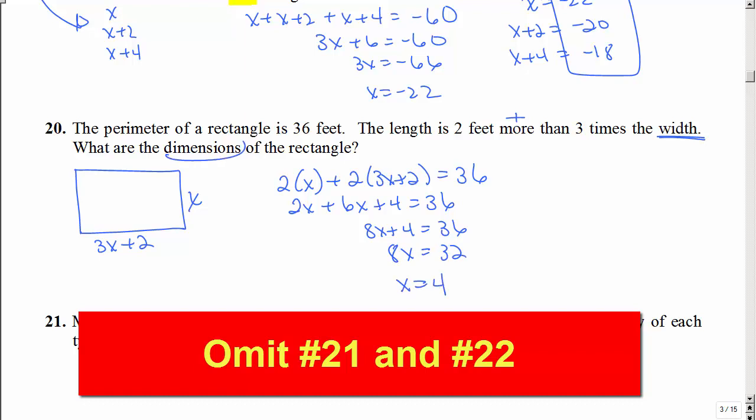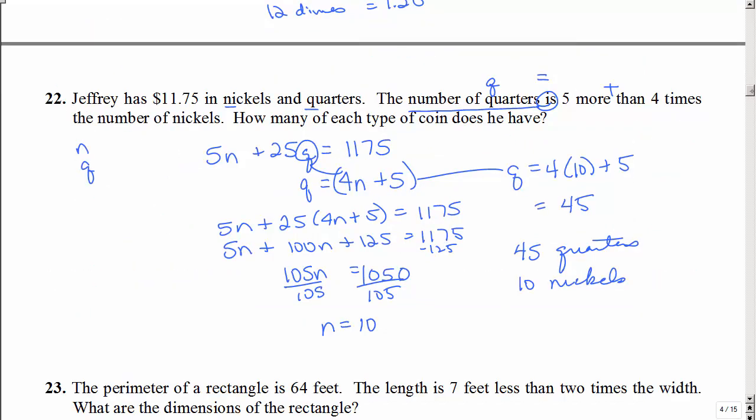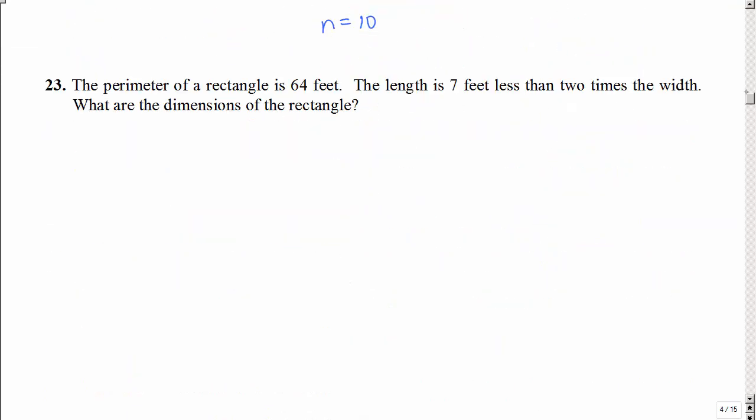Don't stop. It says the dimensions, right? So the width is 4, and the length, you're going to put 4 in here. 3 times 4 plus 2. That's 14. And I guess we should put feet because it was all in feet. And then one more word problem back to the perimeter.